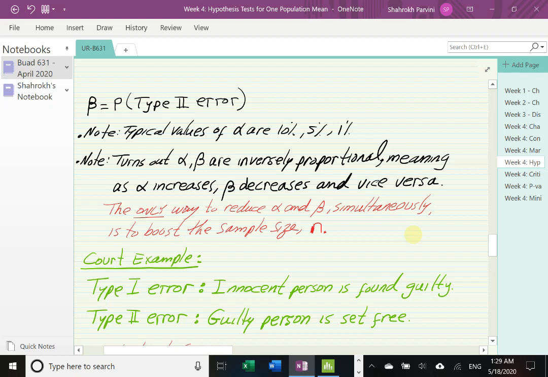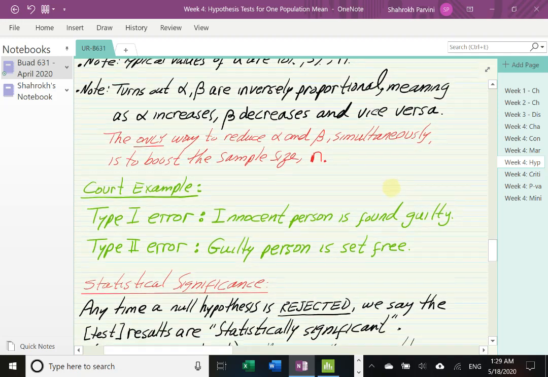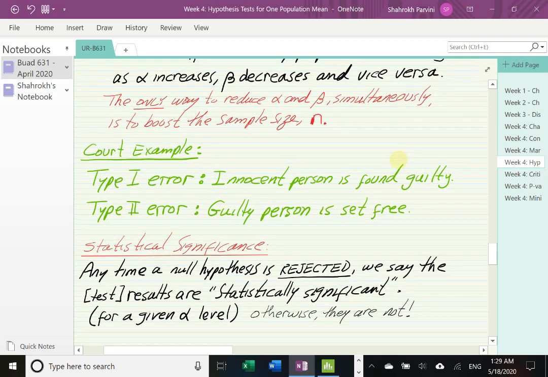So in our court example, what is a type 1 error? Remember, reject the null when it's true. So that's when an innocent person is found guilty. We rejected the null and found them guilty, and the true state of nature was that the person was innocent. And what would a type 2 error be? It's when the guilty person is set free. Okay. And we'll see another example in a minute where we have to determine what is a type 1, type 2 error.